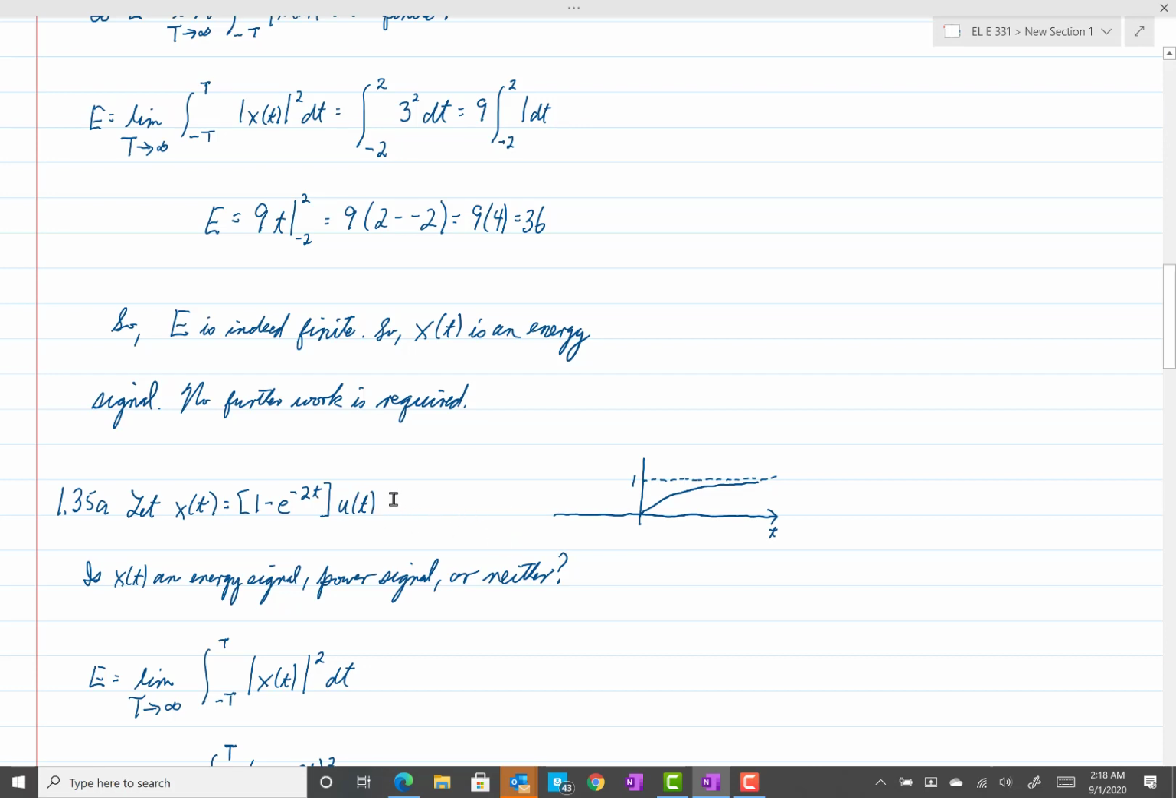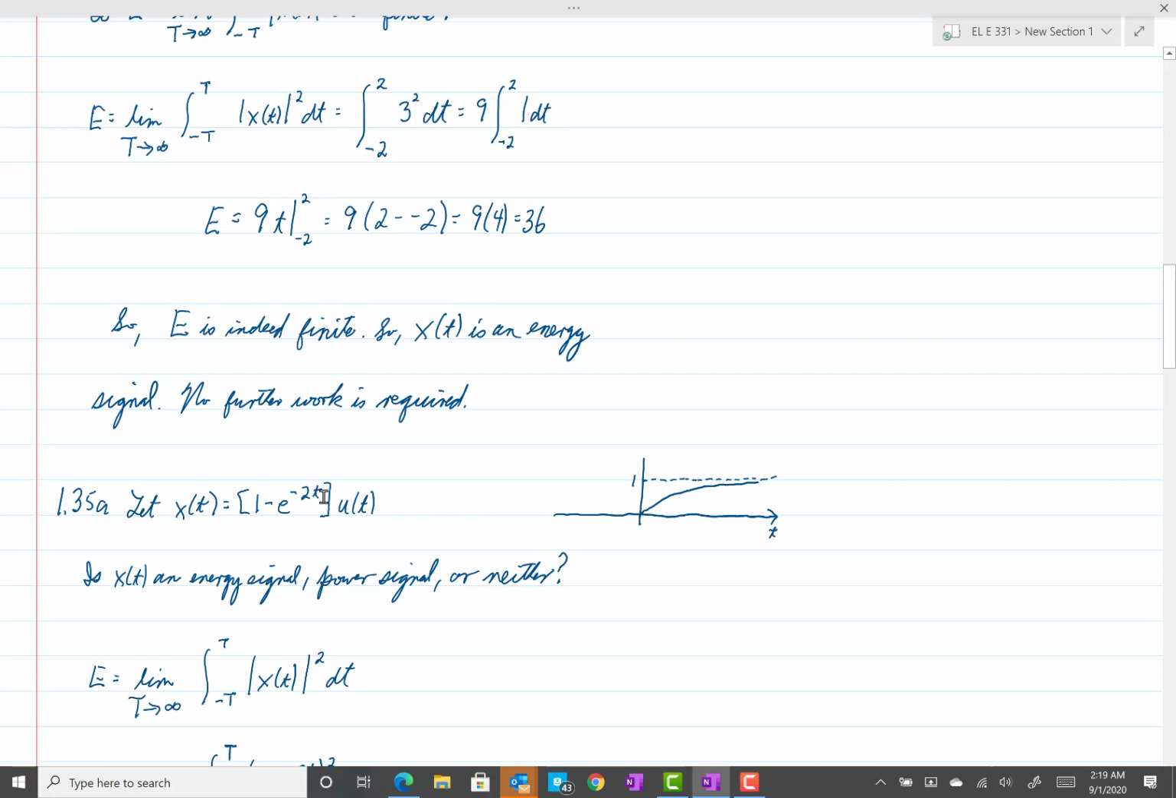because of the presence of this u of t, everything is equal to 0 in the region t less than 0. So we only have to worry about what's going on over here where t is greater than 0. And there we have the expression 1 minus e to the negative 2t. Now, at t equals 0, e to the 0 is 1, so we have 1 minus 1, which is 0. So that's why we start out at 0 here.